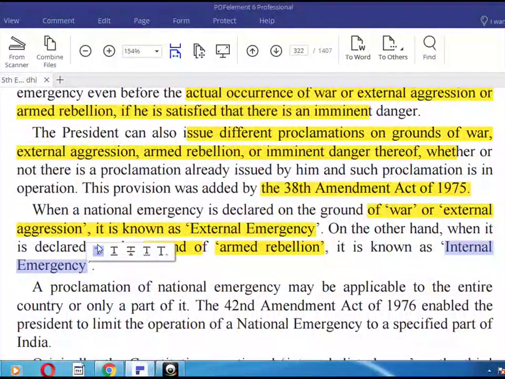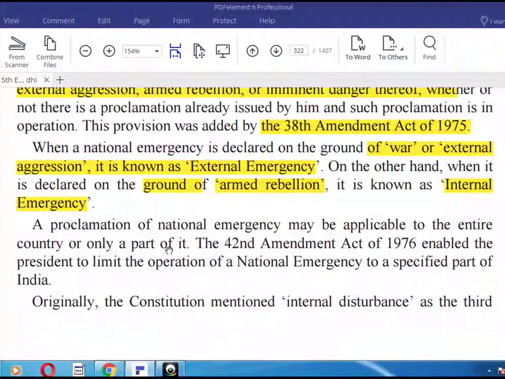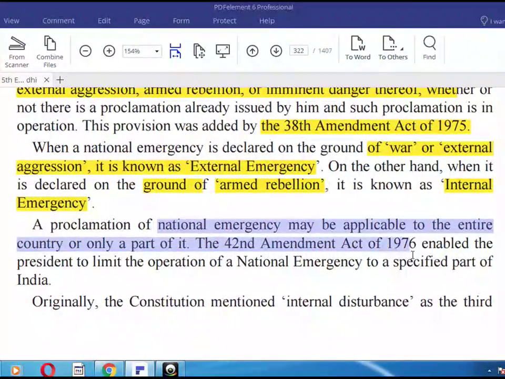A proclamation of national emergency may be applicable to the entire country. The 42nd Amendment Act of 1976 enabled the President to limit the operation of the national emergency to a specified part of India.